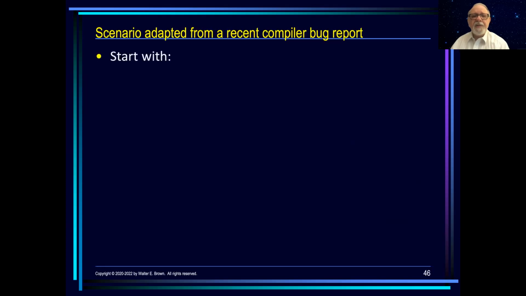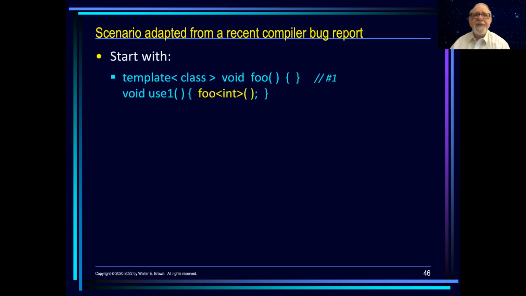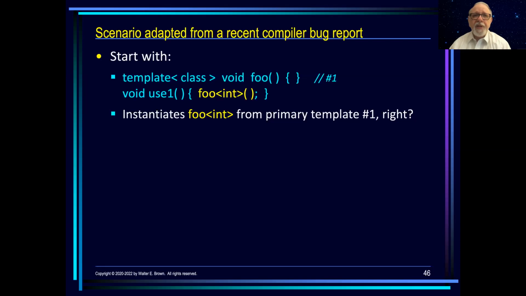So let me show you just one more scenario here. This is adapted from a recent bug report. First I define a function template, and then a function, use1, that calls a specialization of that template. Now, it should be pretty clear that it's foo of int that's going to be called, right? And that that's going to be instantiated from the primary template that I've labeled number 1.